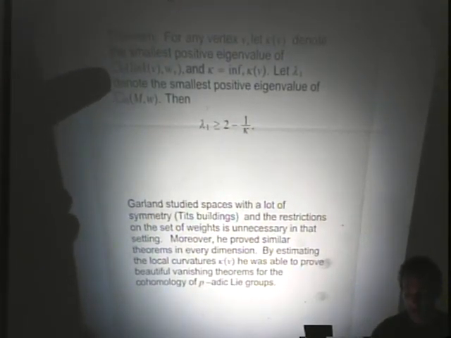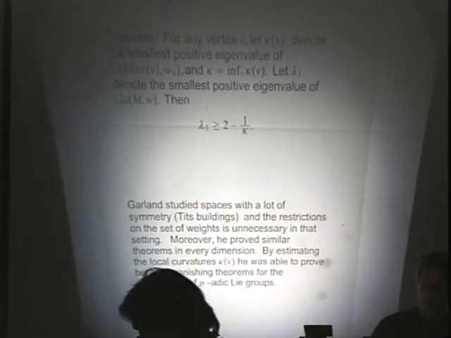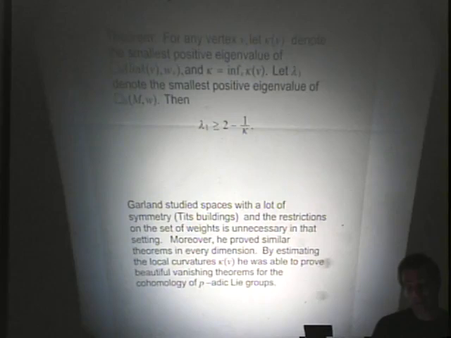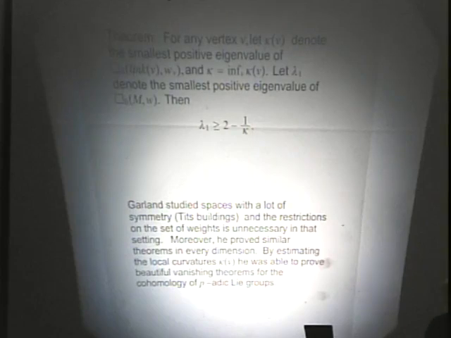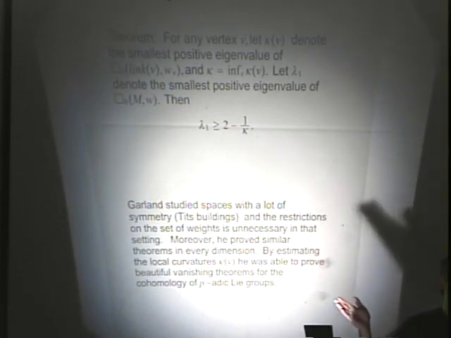So for any vertex v, let kappa of v denote the smallest positive eigenvalue of the Laplacian on 0-cochains of the link. We declared the link to be connected, so there's only one 0 eigenvalue of the Laplacian. The number of 0 eigenvalues of the Laplacian is the number of connected components. And then the next eigenvalue is positive. So kappa of v is a positive number. And let kappa just be the infimum of those over all the vertices. And now let lambda 1 denote the smallest positive eigenvalue of the Laplacian on the whole complex, acting on 0-cochains. Okay. Then the theorem is that this lambda 1 is bounded below by 2 minus 1 over kappa.